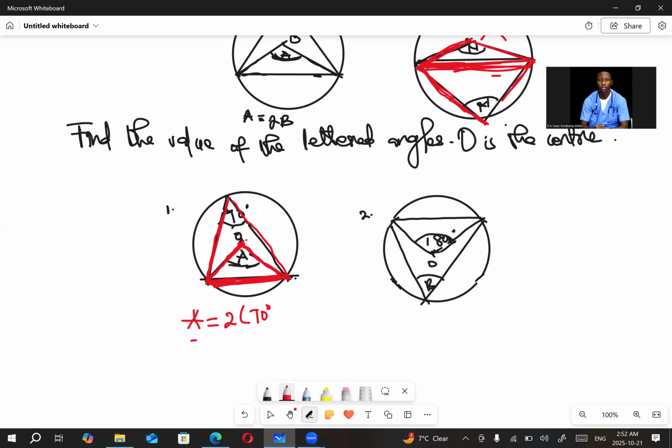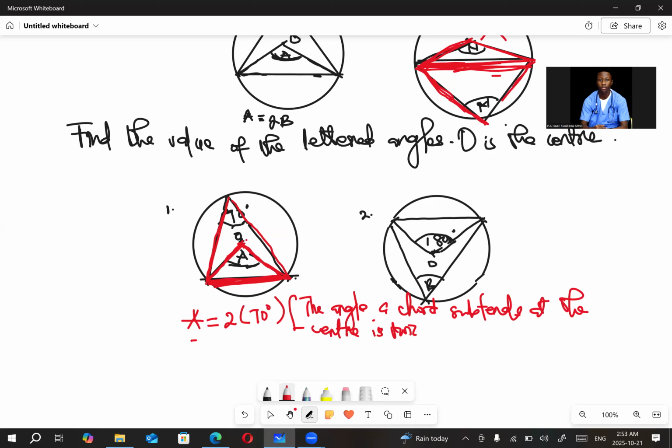Then now you have to write the reason in the bracket. The angle a chord subtends at the center is twice the angle it subtends at the circumference. In geometry, everything you do, you have to state the reason.